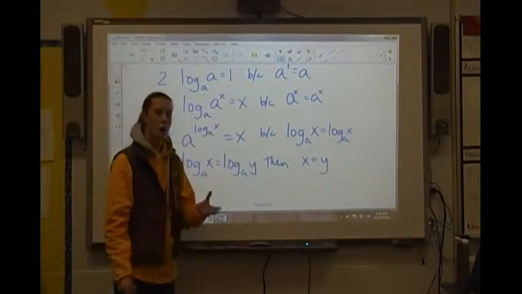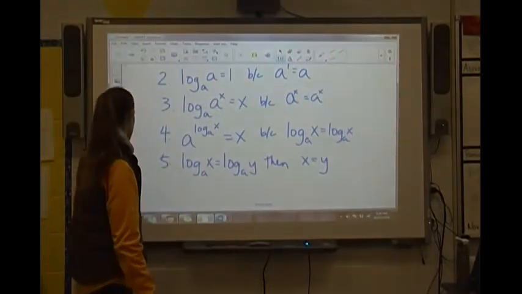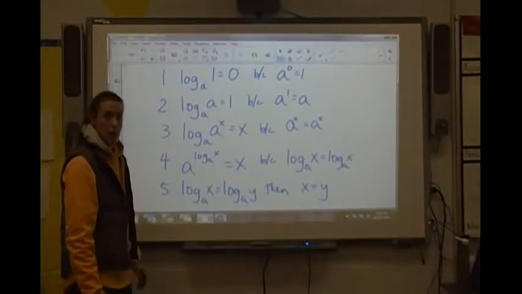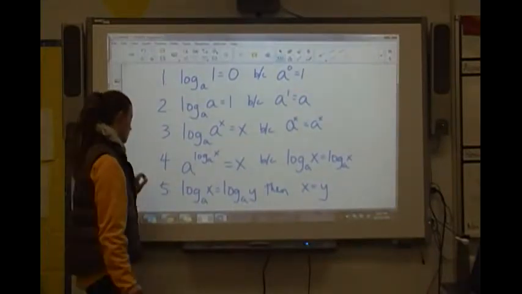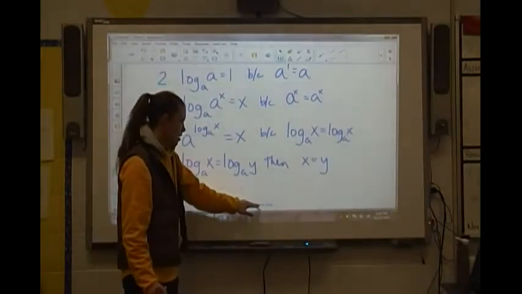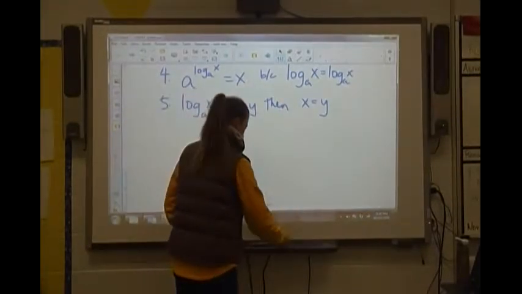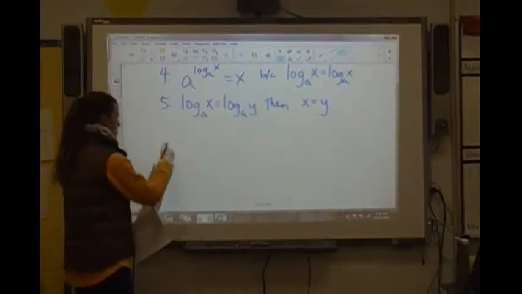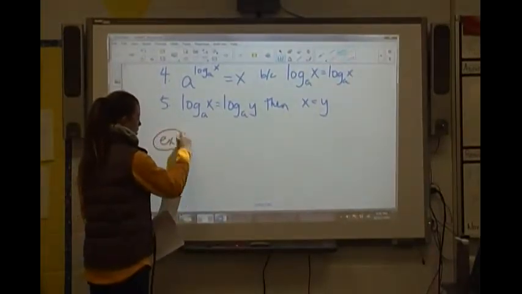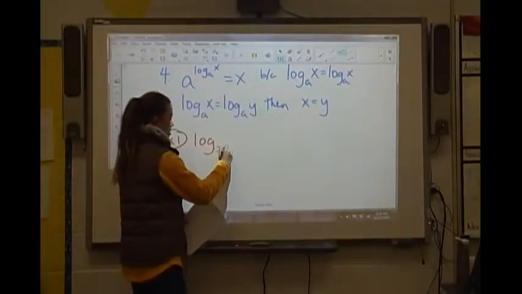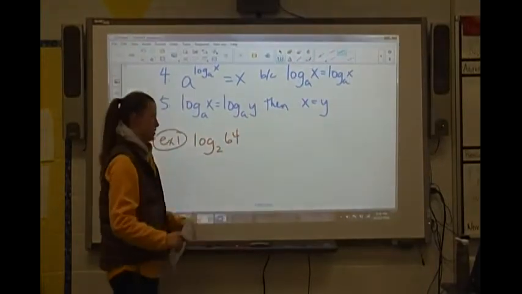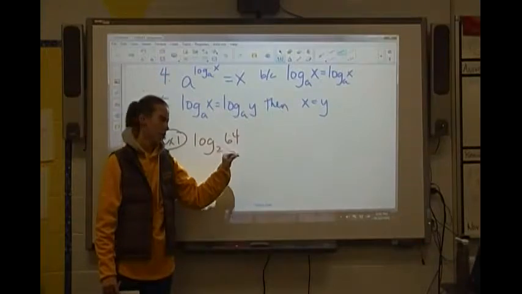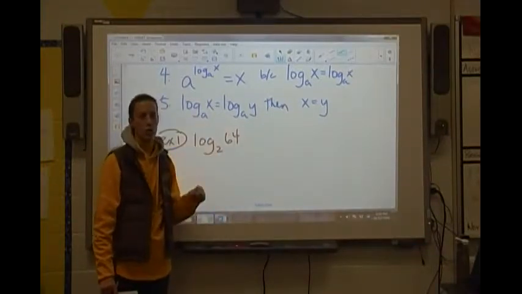We're going to take a look at a couple problems here that use these 5 properties. So make sure you got those written down because we're going to refer back to them every once in a while for these next few problems. So my first example here, let's take a look at example 1. Log base 2 of 64. We want to solve this. So we're going to try to change 64 into something that has the base of 2 so we can use one of our properties.